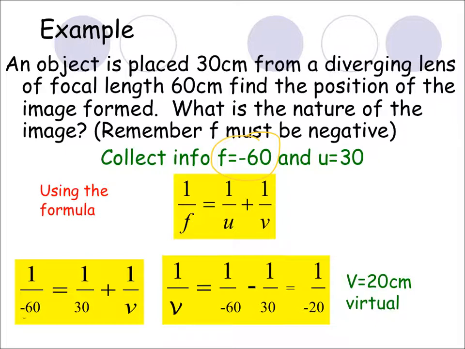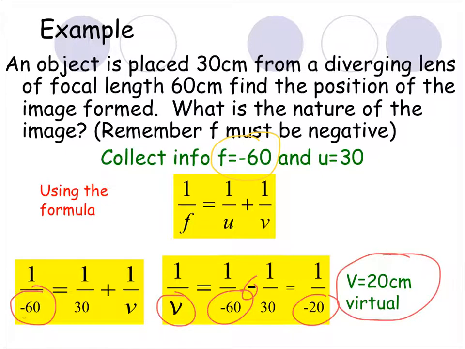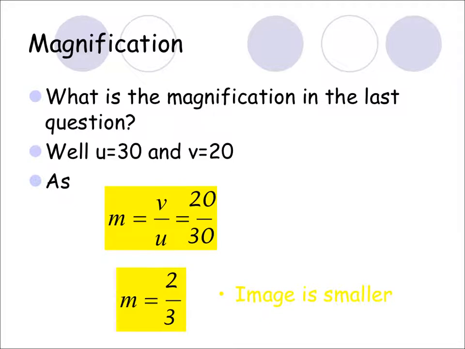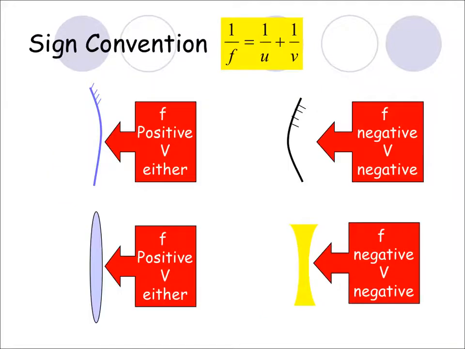And we can use the same formula as before, but we have to remember to put in our minus down there at the bottom. And this minus stays there because the other one is moved. That becomes minus because it's moved to the other side, and gives us minus 20 for V, which gives us, of course, a distance of 20, but a virtual image. And magnification is usually smaller. As you saw from the ray diagram, it has to be smaller.